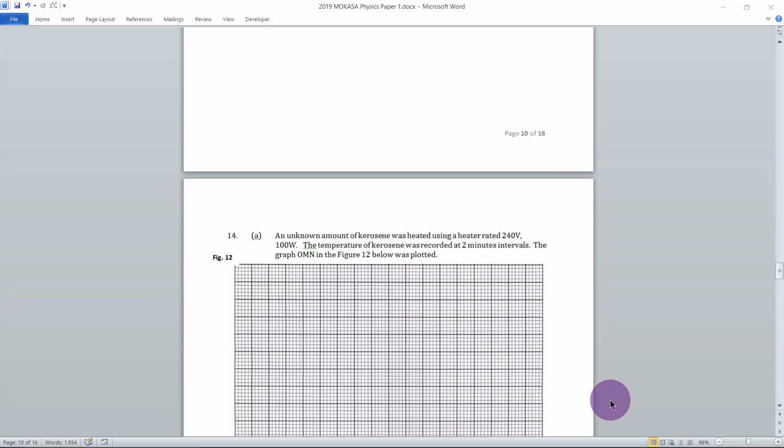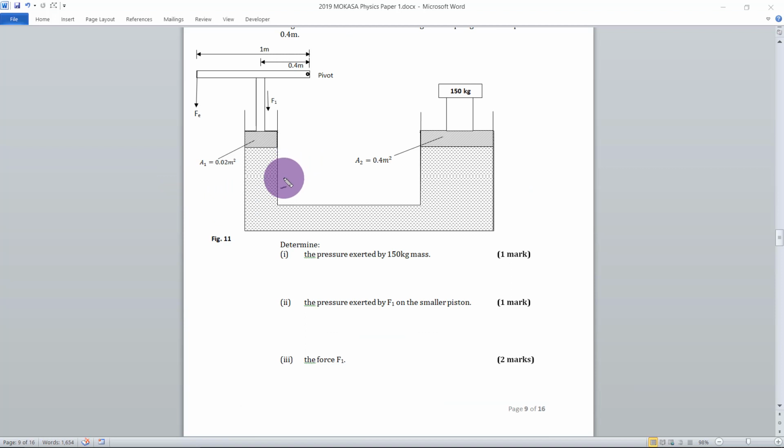And then I'm asked to calculate the force applied by Fe, that is the effort. So you go back here. We have already worked out the pressure here, 3,750 newtons per meter squared. We have worked F1 is 75 newtons. And now we want to take moments about this point. This 75 newtons tends to turn this system. If it acts in this direction, it tends to turn the system anti-clockwise.